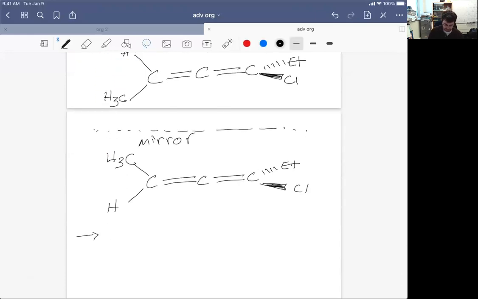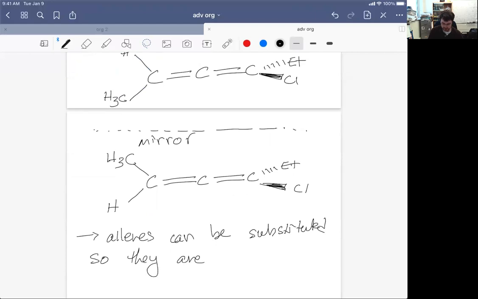So allenes can be substituted so that they are not superimposable on their mirror image. And what that means is they are chiral.